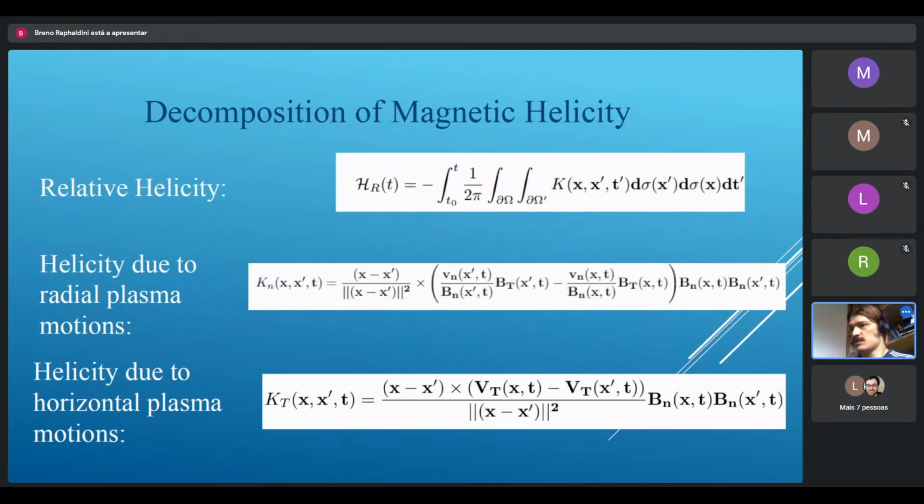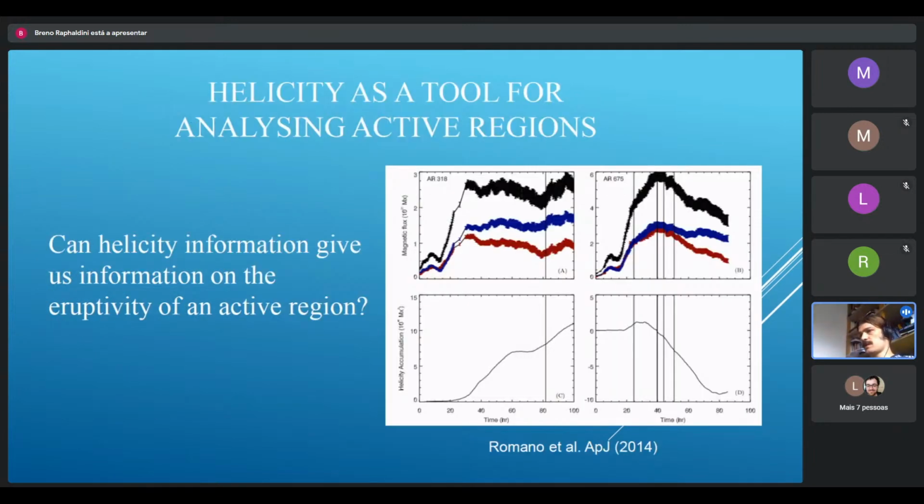So how can one use this quantity to characterize the magnetic fields and the activity in solar active regions? Here is an example from a paper from 2014, where they compute the fluxes of magnetic helicity in one active region, and it shows one solar flare happening when there's a change in behavior of these fluxes.